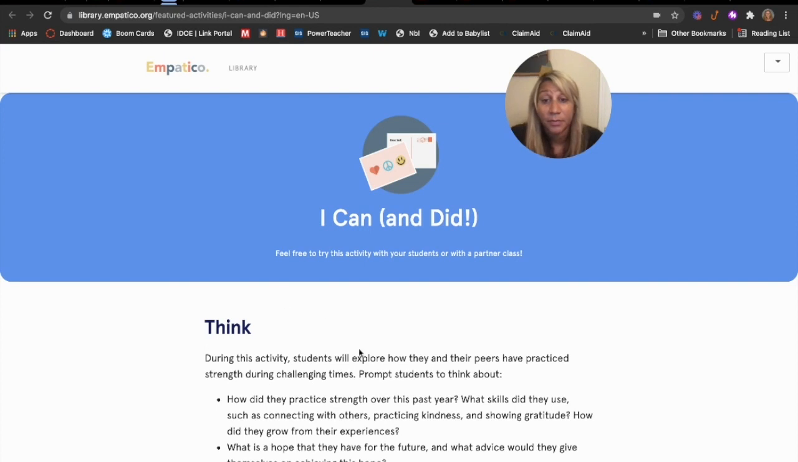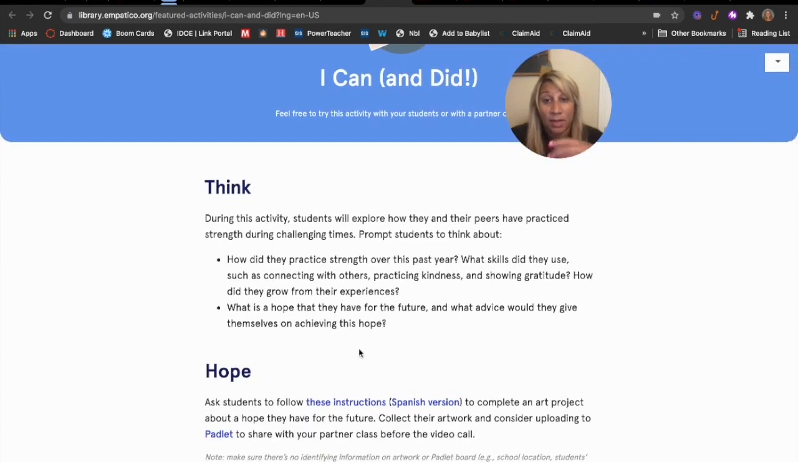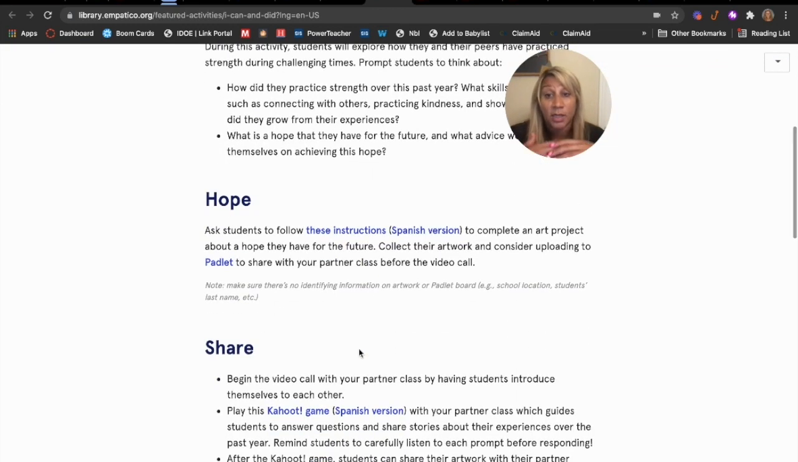So it gives you the think part of it. During this activity, students will explore how they and their peers have practiced strength during challenging times, and it gives you some questions for them to reflect on. And then it has a hope part. Ask students to follow these instructions to complete an art project about a hope they have for the future. How cool is that? Collect their artwork and consider uploading it to Padlet.